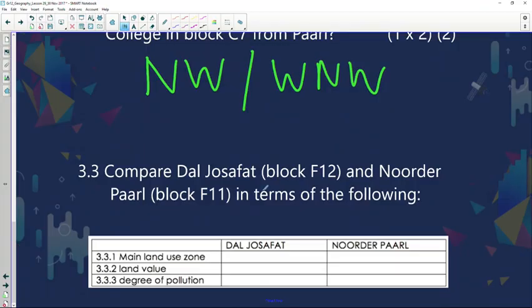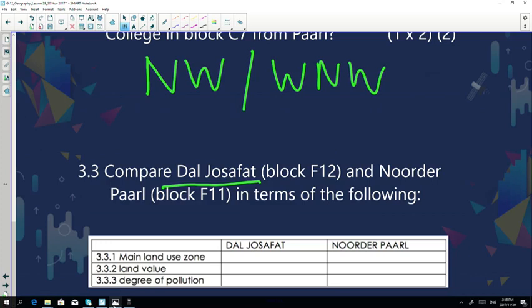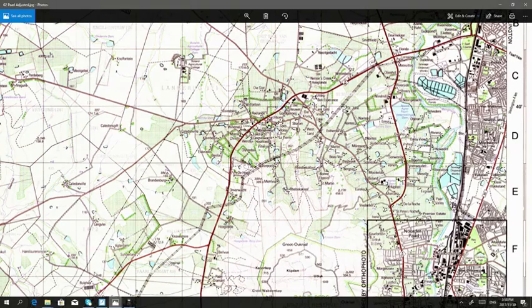And what we're going to do over here, we're going to compare Dal Josaphat to the Noorderpool and block F11 to block F12. Now let's just quickly have a look at it. Now what they want us to do, we need to compare the main land use zone, the land value, and the degree of pollution. Now let's just quickly have a look at block F12 and F11.